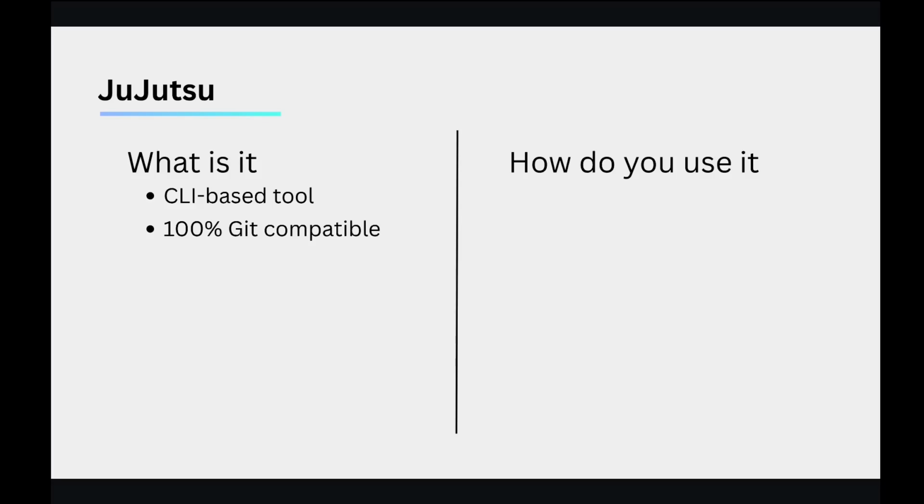This compatibility also solves the technical problems mentioned before, as it can kind of piggyback off of Git. While this is a CLI-based tool, your IDE might have extensions, like Visual JJ, that can provide a graphical user interface for it as well. Okay, so how would you use it?